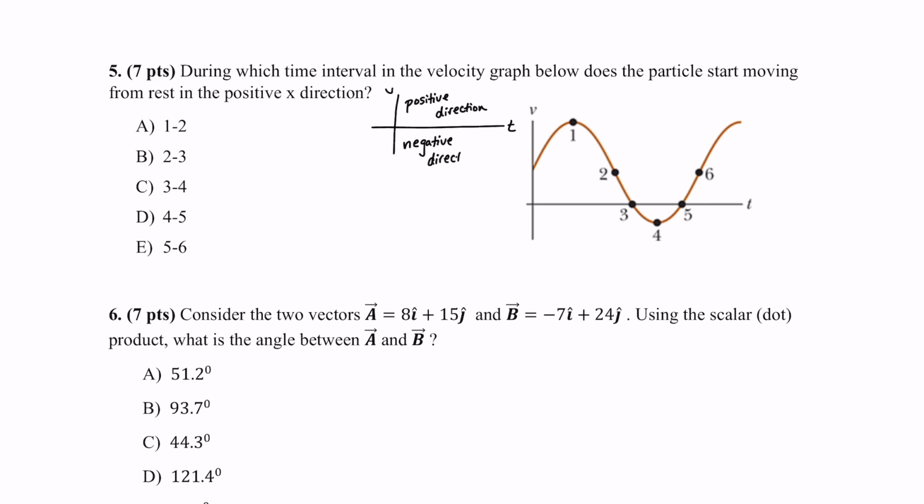So if we are looking for a time when the particle starts moving in the positive x direction, we need to look for interactions that happen in the top half of the graph. The second clue that's written in the problem statement is that the particle starts moving from rest, which means its velocity is equal to 0. On a velocity versus time graph, the velocity is equal to 0 when the curve crosses the horizontal axis. On this particular graph, that occurs at the point labeled 3 and the point labeled 5.